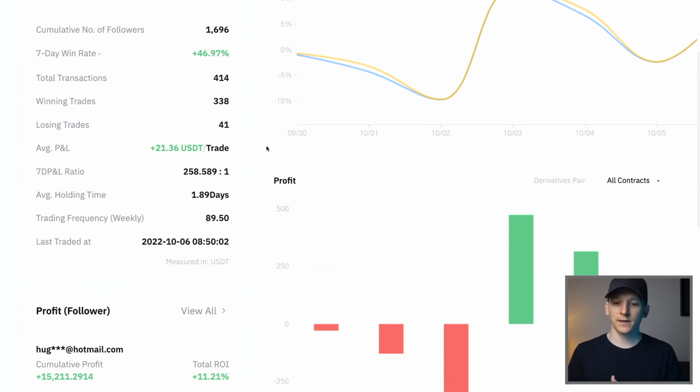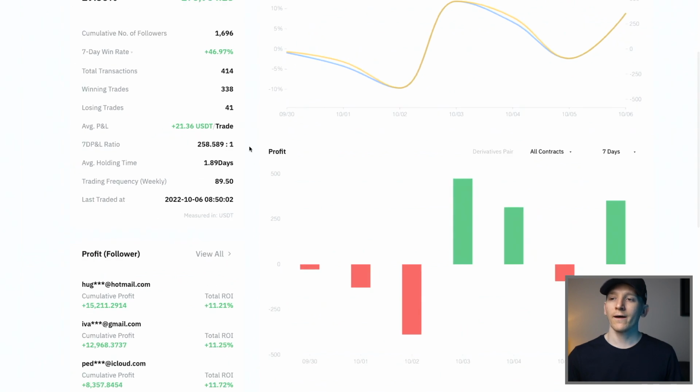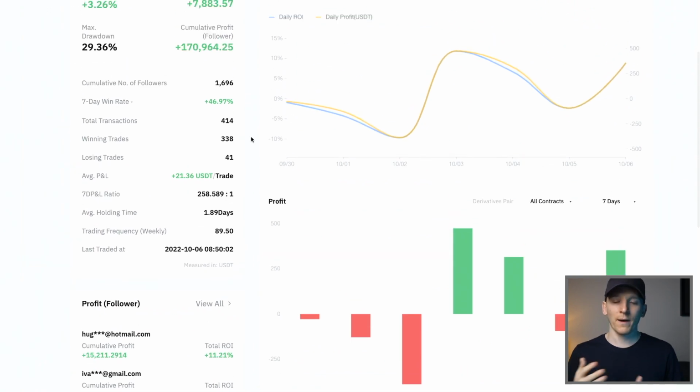You may want to actually create a portfolio of copy traders where you have copies of 5 to 10 different traders using different strategies. That's something you could do, because I think copy trading is more of a passive investment where you might have a portfolio of 5 to 10 different copy traders that you're actually copying, and that kind of spreads risk as well.